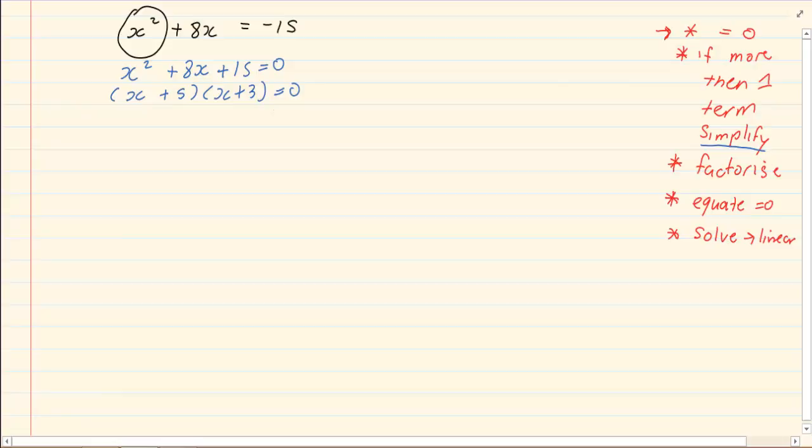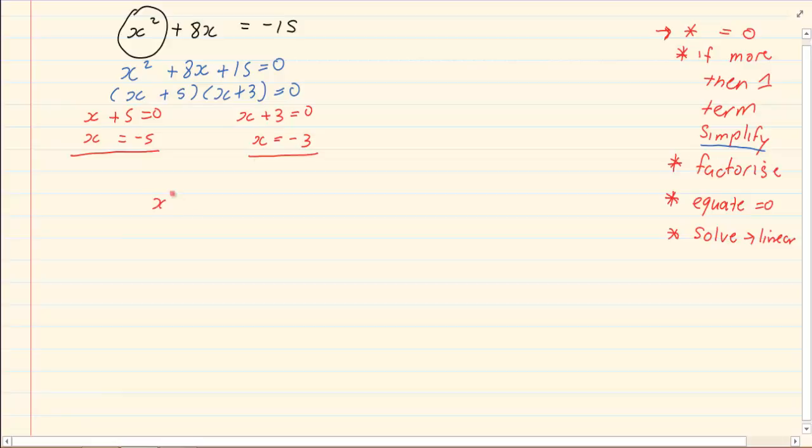Now we are going to equate each bracket to 0. So we have x plus 5 is equal to 0, x plus 3 is equal to 0. Then we solve each equation. x is equal to minus 5, x is equal to minus 3. Let's do the following example.